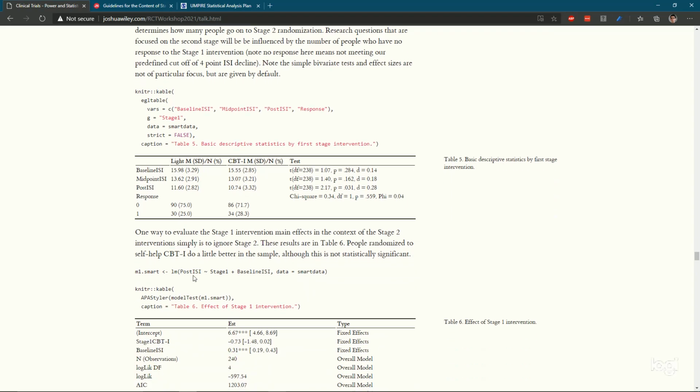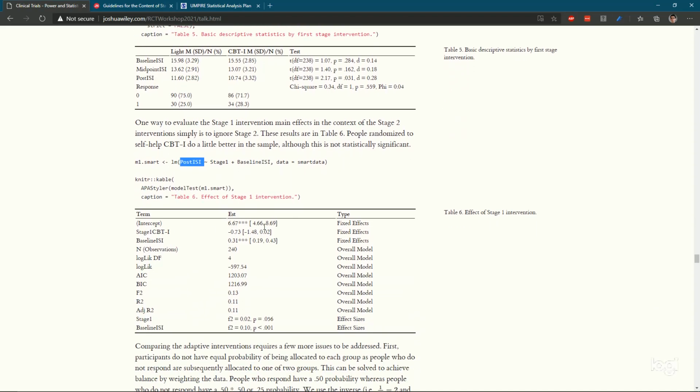We could just run a regression that only compares whether you initially randomized to self-help light or CBTI. It doesn't look at anything that comes after that. It just says, well, depending on which one you start, does that make a difference? Control baseline ISI, look at post-ISI. This is a standard regression model. Nothing special you have to do here.